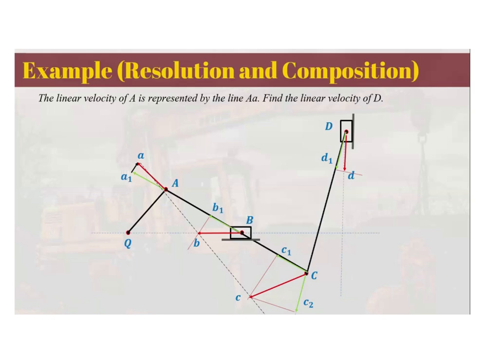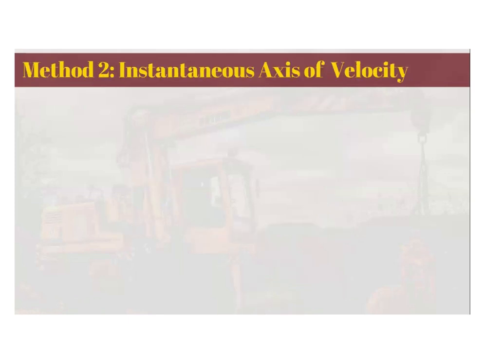There are instances when this method will not work, or when this method is not enough to solve the velocity. But actually this method is already very useful, because a majority of the problems of velocity analysis can be solved simply by using the resolution and composition method. So let's move to method number 2. That is the instantaneous axis of velocity method.